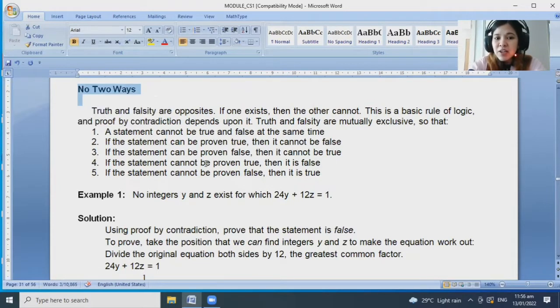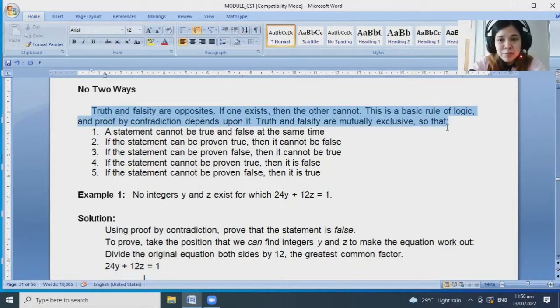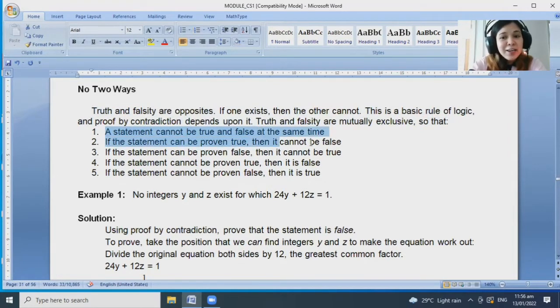Truth and falsity are opposites. If one exists, then the other cannot. This is the basic rule of logic, and proof by contradiction depends upon it. Truth and falsity are mutually exclusive, so they will not happen at the same time. A statement cannot be true and false at the same time. If the statement can be proven true, then it cannot be false. That's common sense. If the statement can be proven false, then it cannot be true. If the statement cannot be proven true, then it's false. If the statement cannot be proven false, then it's true.